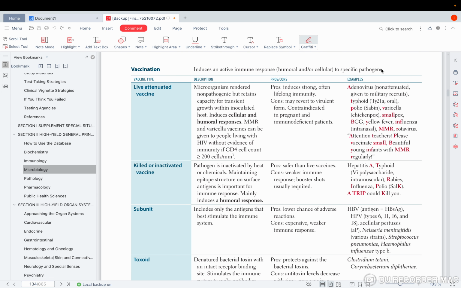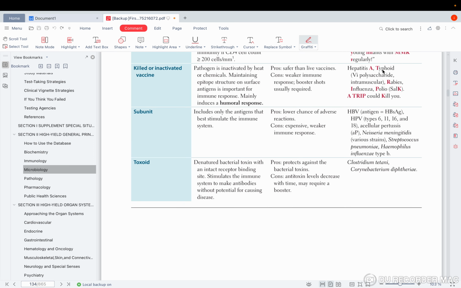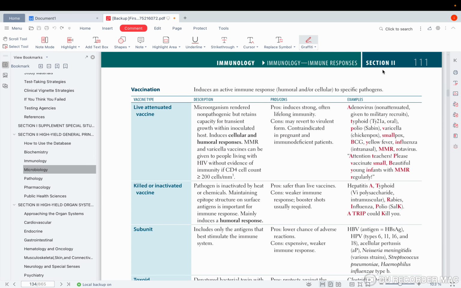Okay, so let's speak about vaccination. Which vaccination is a live, non-attenuated vaccine? Adenovirus. Yep, that's correct. Okay, so yes, the adenovirus.